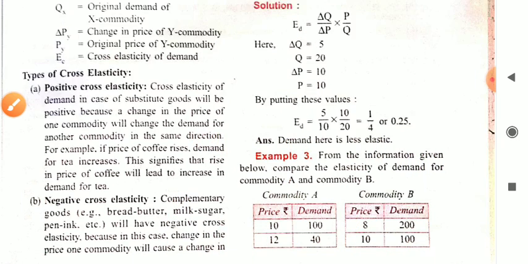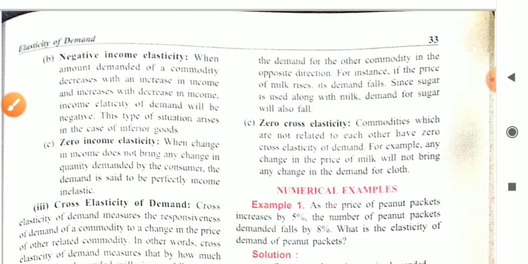Okay student, now move to zero cross elasticity of demand. Zero cross elasticity of demand means commodities which are not related to each other. For example, if the price of milk rises, there is no impact on clothes or on other commodities. So it only depends upon the type of commodity. In this category, zero cross elasticity of demand, we will find goods which are not related to each other. So student, this is your cross elasticity of demand and its different types.